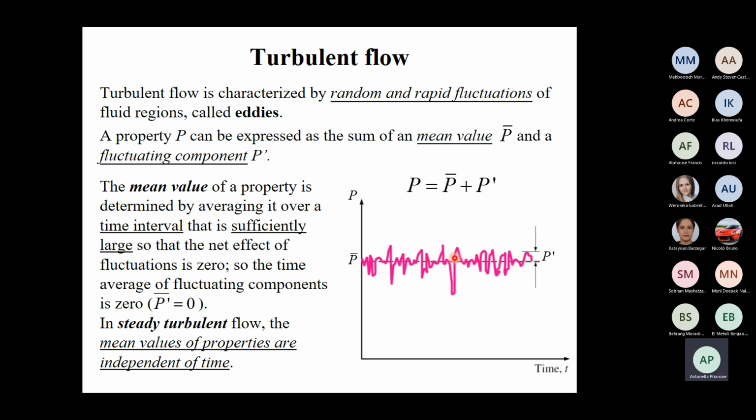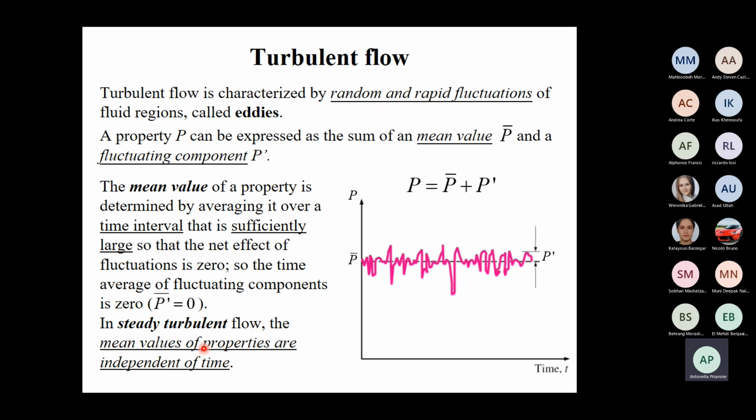That means if I, for example, take the average of P for a too small time step, I do not really have the average value, but I have too much effect of fluctuation. To obtain the mean value of the property, I have to take into account enough time. In this time, the average effect of fluctuation is 0. That means the average of P prime is equal to 0 in the time analyzed to obtain the mean value for my property.